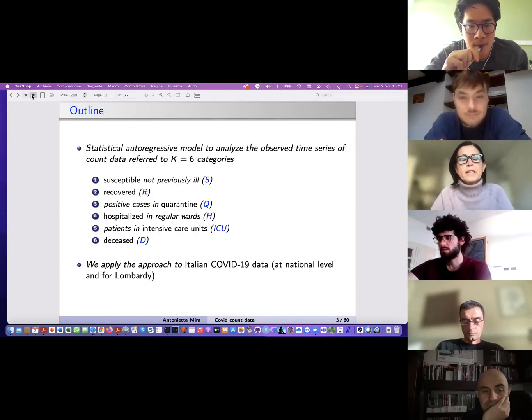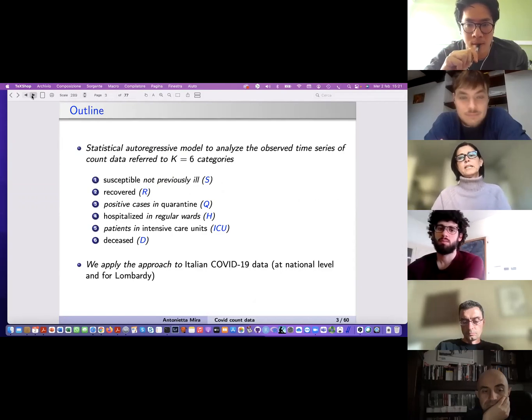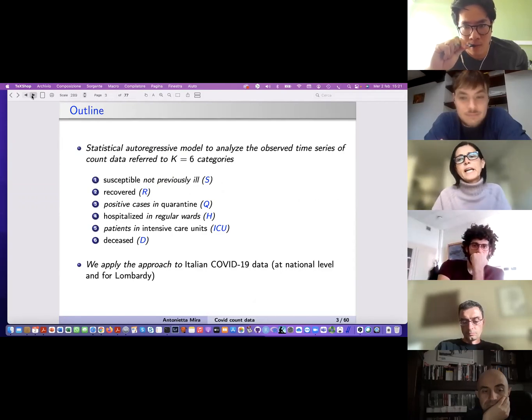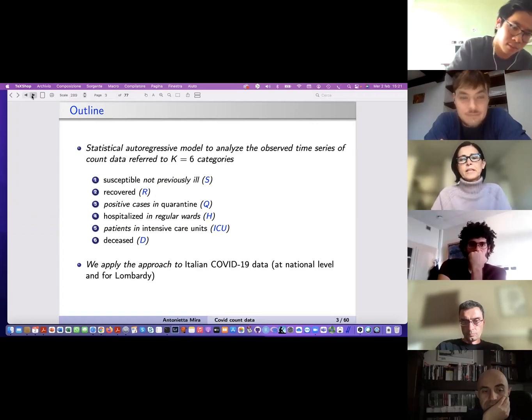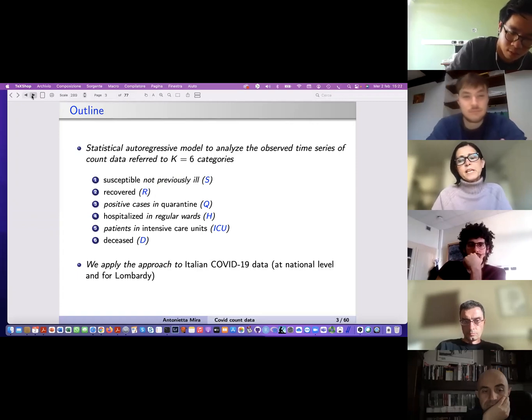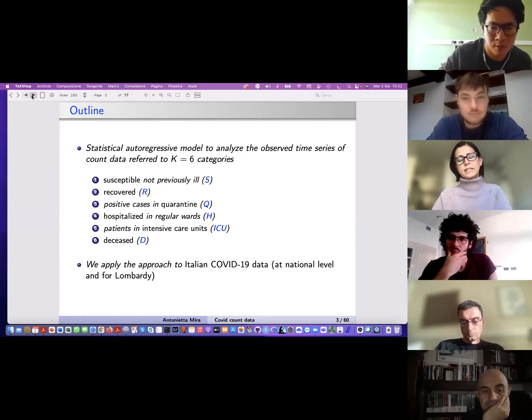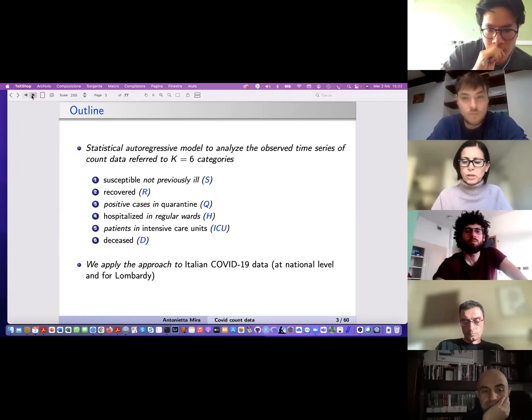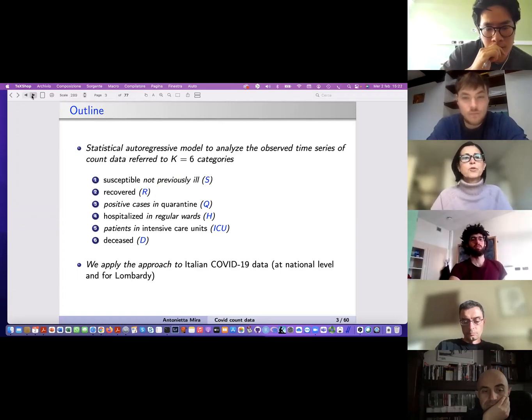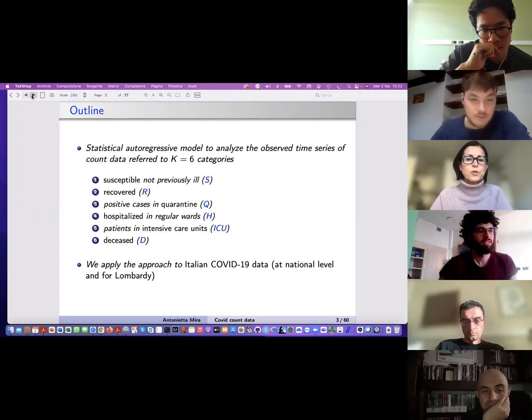The first paper is a statistical autoregressive model that we use to analyze 6 categorical data on COVID-19. Specifically, we model the susceptible, not previously ill, the recovered, the positive cases in quarantine, the hospitalized in ICU, and the deceased people. And as said, we model Italian data overall, and we also have a focus on Lombardy.